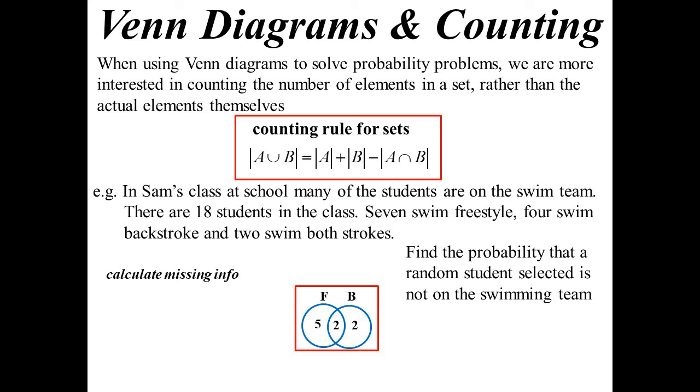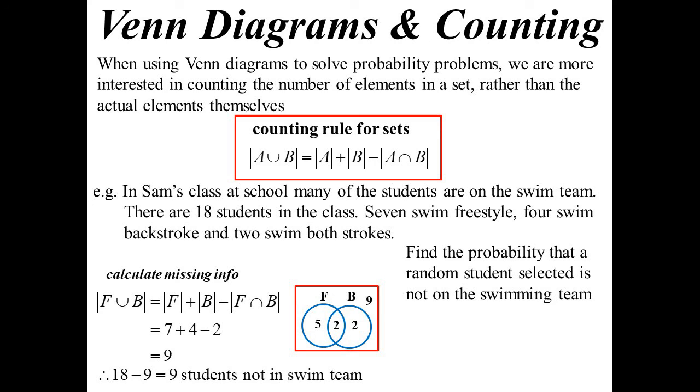So I worked out 9 by looking at the sets and doing it logically. Or of course you could use the formula that we just saw there, the counting rule. It will work out how much is in the union. So therefore, there must be 9 not in those 2 sets. So I'll just put them outside the 2 sets. We can now answer our question. Probability that a random student selected is not on the swimming team. Oh, well, it's 9 in 18. There's a 50-50 chance for that one.